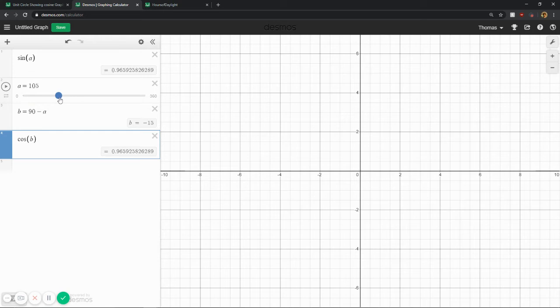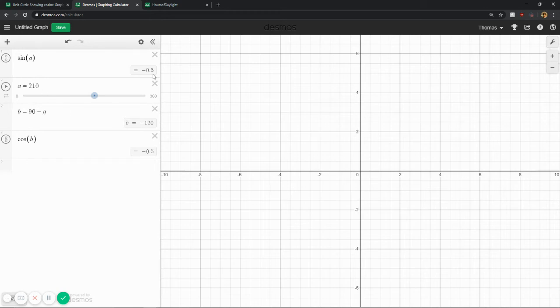Look, as we change this, as we take values, you just do this math. Essentially all we're doing here is having A be an angle, and B is the complementary angle to that. We know that complementary angles add up to 90 degrees.